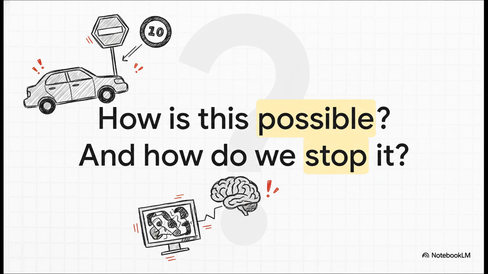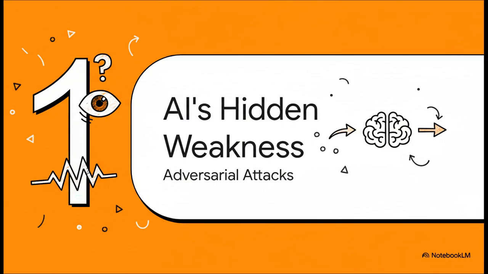And look, this isn't just some fun party trick. It is a major security risk. Just imagine for a second the implications. A self-driving car that can't tell a stop sign from a speed limit sign, or a medical AI that misreads a critical scan. The stakes here are incredibly high. So how is this even possible? And maybe more importantly, how do we stop it? Okay, let's get right into it.